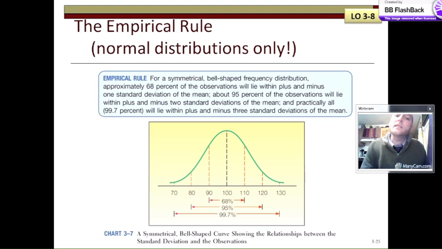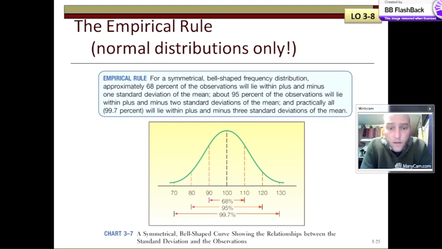Approximately 68% of the observations will lie within plus or minus one standard deviation of the mean. About 95% will lie within two standard deviations of the mean, and three standard deviations get you 99.7%. Now, first off, those numbers, 68, 95 and 99.7 are critical. They are the important numbers that you must commit to memory for the empirical rule. It applies to all normal distributions.